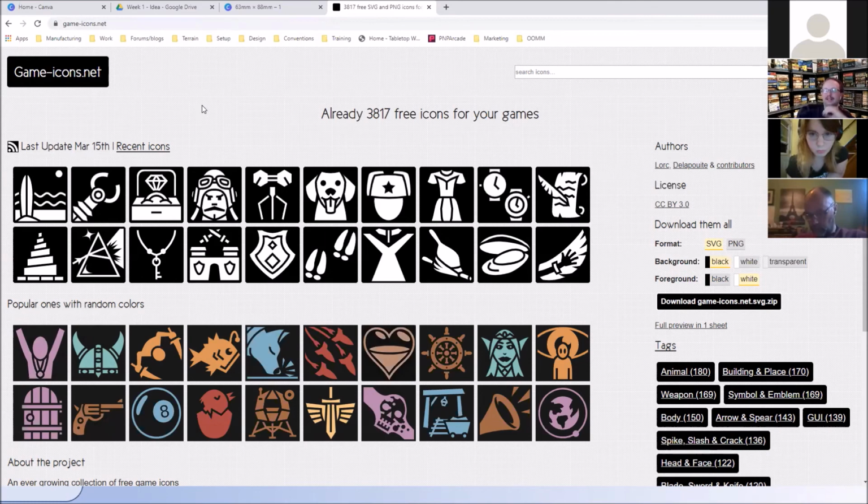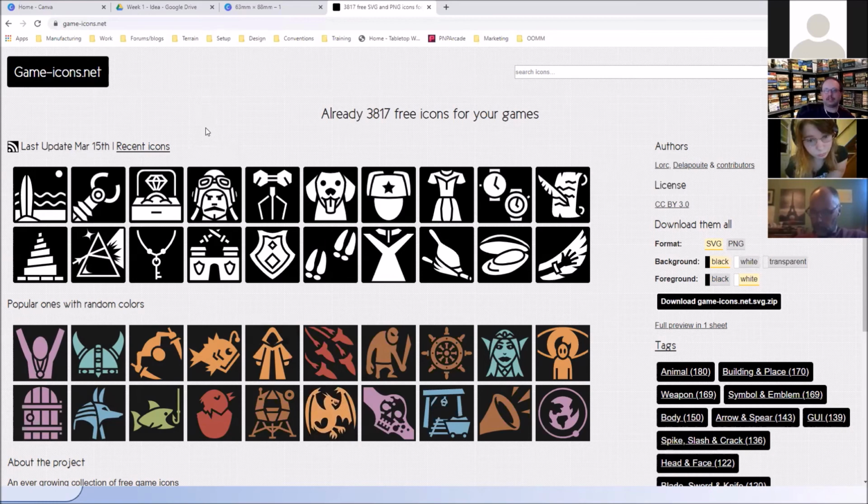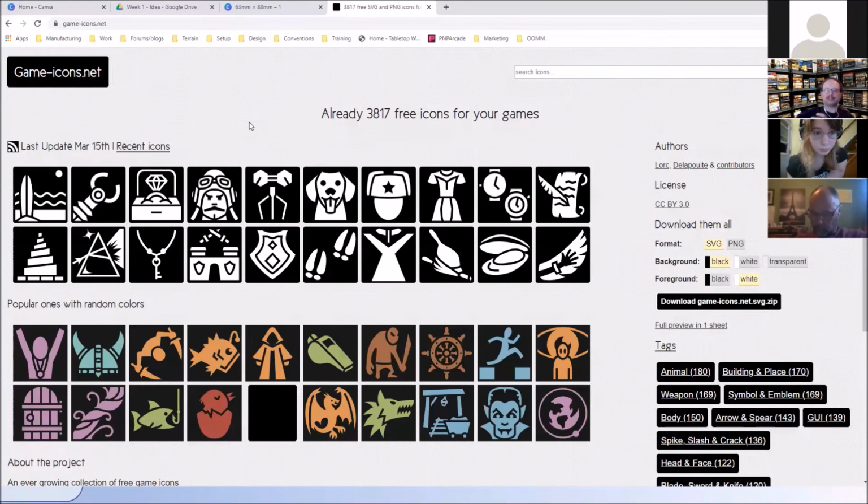GameIcons.net is an amazing place to go for free symbols. These are free to use symbols. You can even use them in final game designs as long as you give credit to the designers. They're adding more symbols to the library all the time. So currently they have a little over 3,800 symbols in the library.